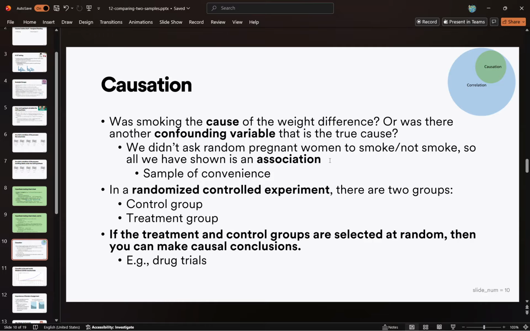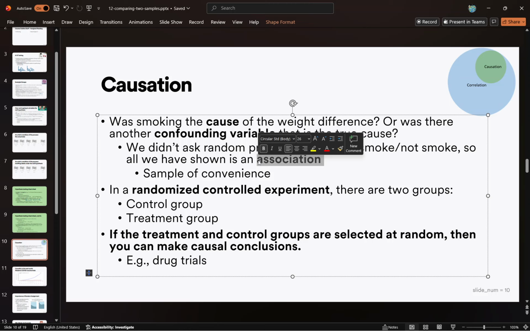So all that we've done is we've got a sample of convenience, if you remember that word. So that's all we have right now. And so we've shown that there's an association between smoking and birth weight. But we can't show causation because there may be factors at play here.